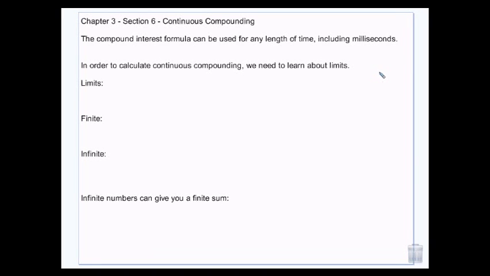For any length of time, any at all. That's up to the decision of the financial institution to decide how often they want to compound. They can even compound multiple times per second, milliseconds, like 1,000,000 times a second it can be compounded, or more.